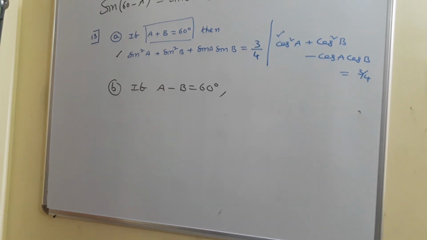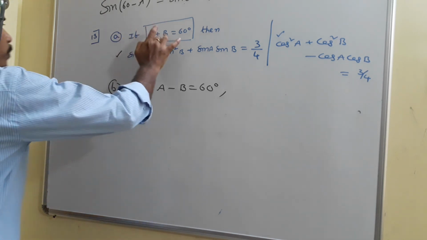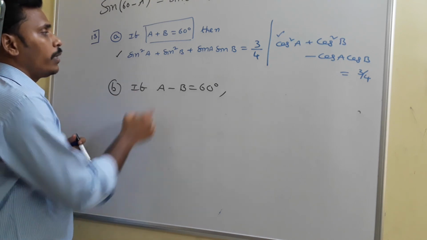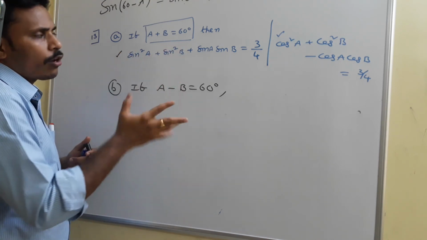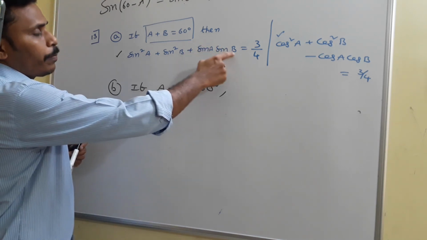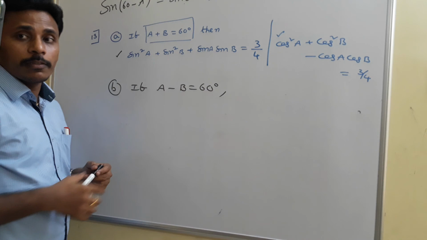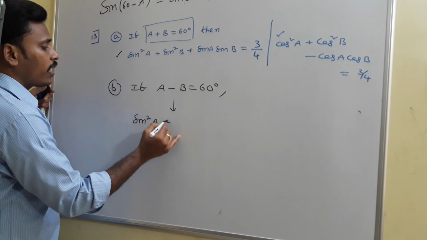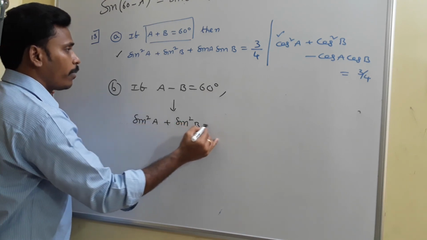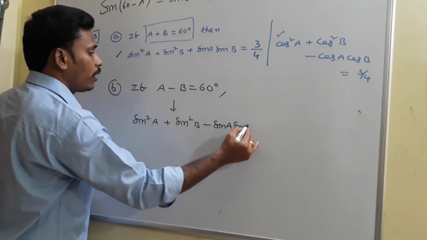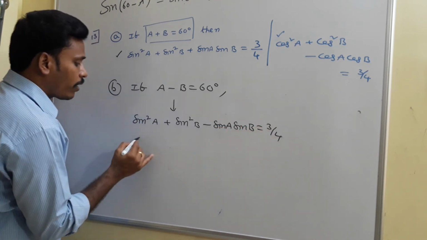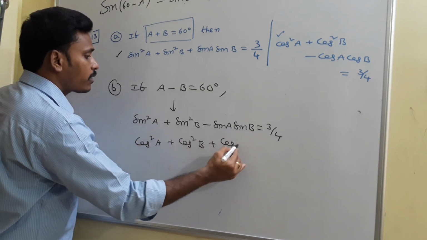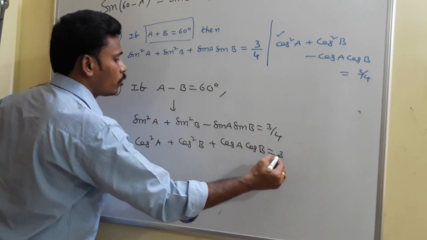If A minus B is equal to 60 degrees, we just need to change plus B with minus B. Sin square is there, so the square won't affect the minus sign, and here if you replace B with minus B, sin of minus B is minus sinB. So similar to above, you will get sin²A plus sin²B minus sinA sinB equals 3 by 4, and for cos²A plus cos²B, here you will get a plus sign, plus cosA cosB equals 3 by 4.